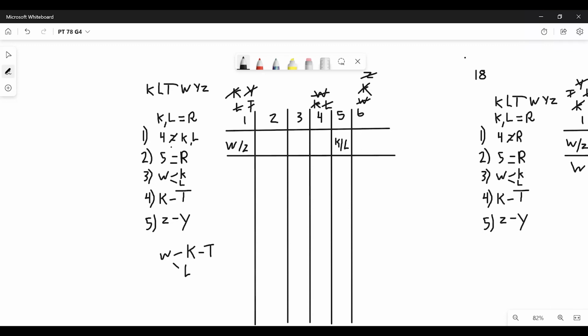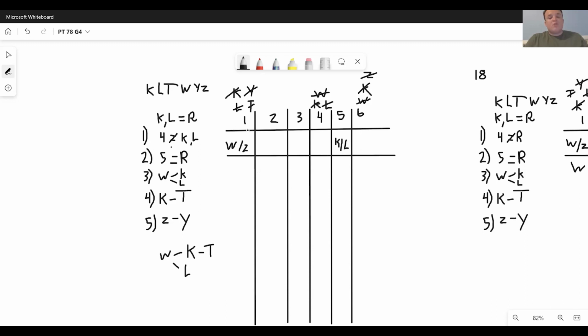I'm sorry, can you just repeat why K cannot go first? Why K can't go first? Yeah. It's because rule 3, W has to come before K and L. Right, thank you. No problem. It's kind of a weird chain rule there.